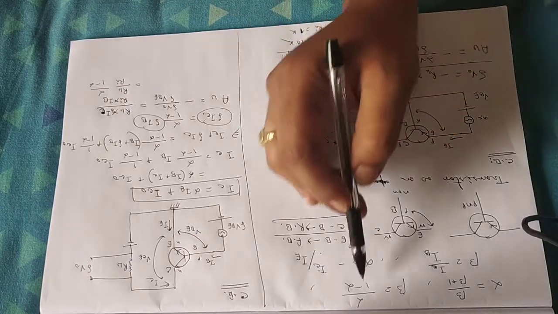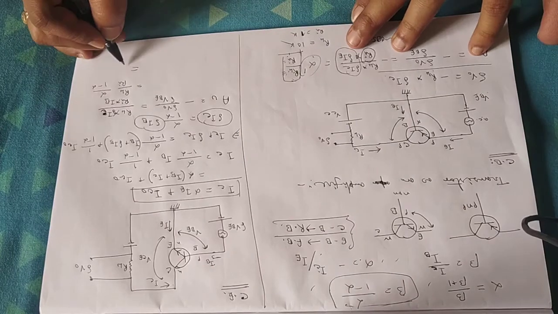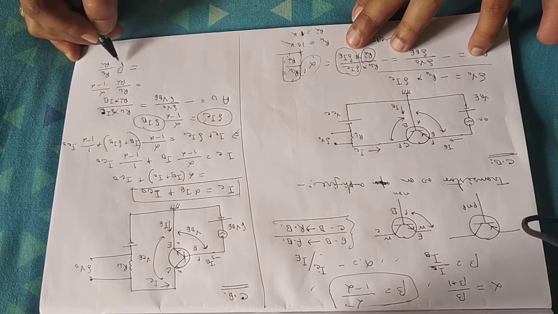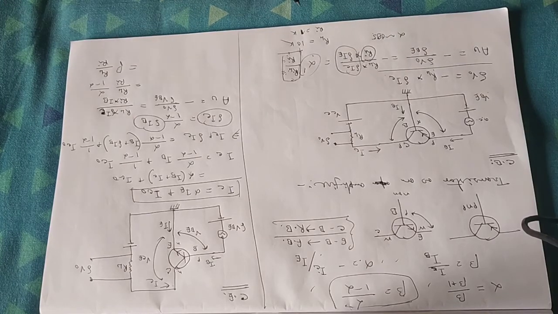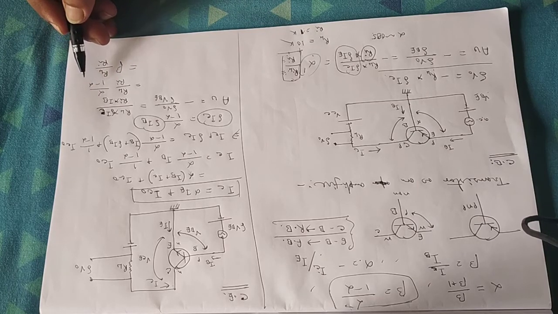Now you check out alpha by 1 minus alpha, which is nothing but beta. That you can write as beta into RL divided by RI. Or you can put any value of alpha. I already told you the value of alpha varies between 0.9 to 0.95. You put the value of alpha as 0.95, then you will get alpha by 1 minus alpha, and that value will come around 20.